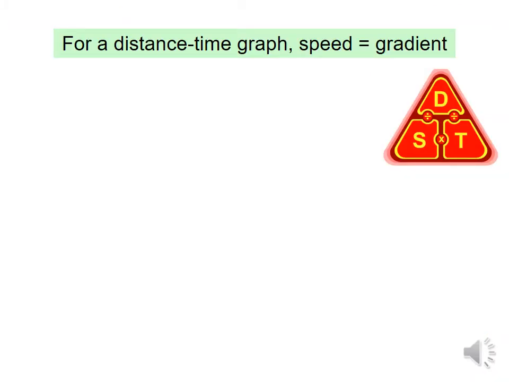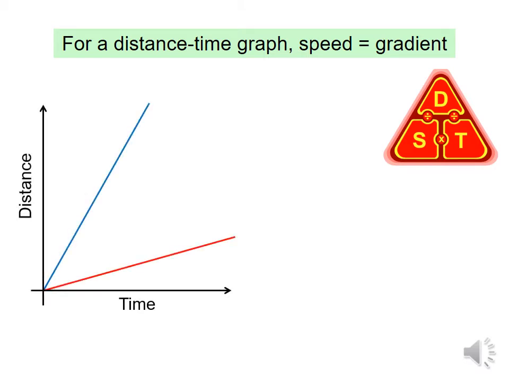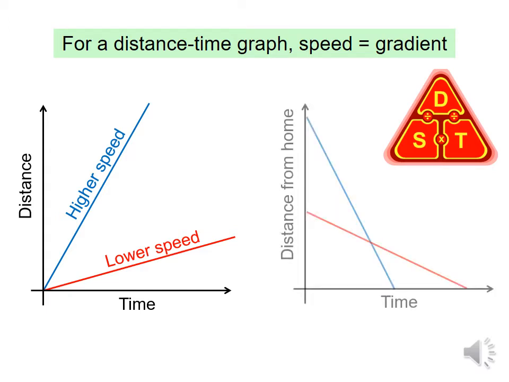As you should remember from last lesson, that is the formula triangle for speed, distance and time. Looking at these 2 lines, the blue line indicates someone at a higher speed because they are covering the same distance in quicker time, and the line at the bottom would show someone at a lower speed. In the next graph, the red line indicates a lower speed and the blue line indicates a higher speed because the gradient, or the line, is steeper. The steeper it is, the higher the speed is.